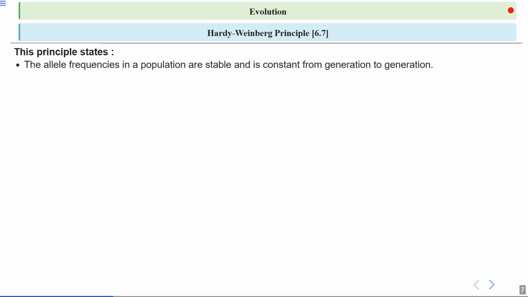So now we are talking about the Hardy-Weinberg principle. What does the Hardy-Weinberg principle state? This principle states that the allele frequencies in a population are stable and constant from generation to generation. We can say the allele frequencies, or the gene frequencies, remain stable from one generation to the next. There is no change in the allele frequencies. This principle is very crucial for understanding how populations evolve over time.